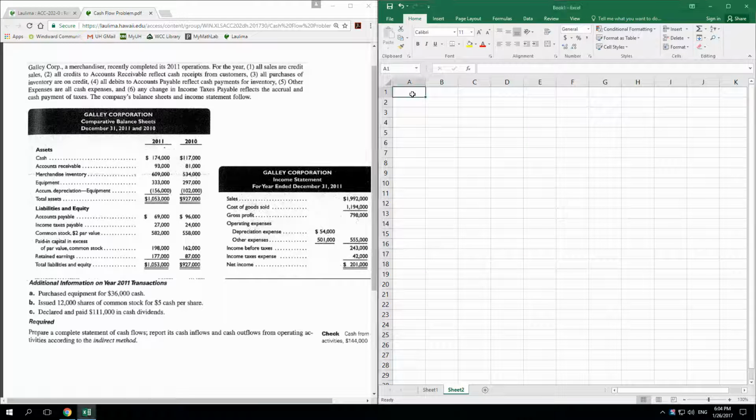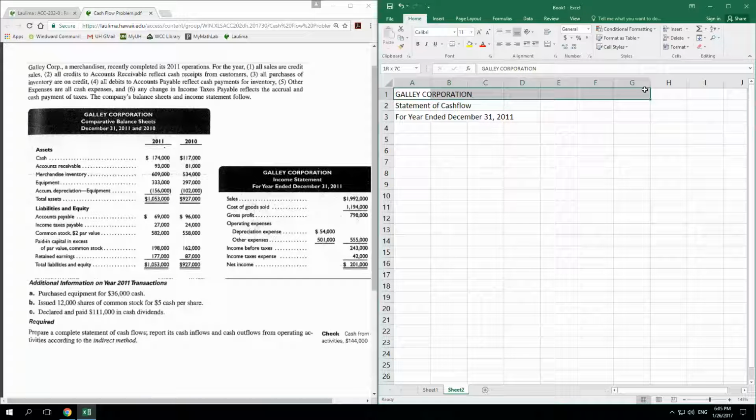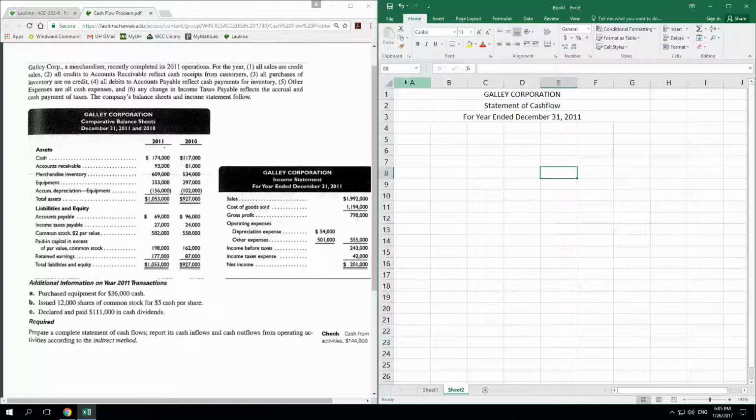So cash flow statement, kind of like all other financial statements, you start off with a company name. So I got this company, Galley Corporation, and we'll call it Statement of Cash Flow. And it's dated like an income statement, okay? For year ended December 31st, 2011. And then you can make it look nice if you want to. If you were preparing it in a formal situation, maybe for a client or for the company you work for, then you probably want to make it look nice.